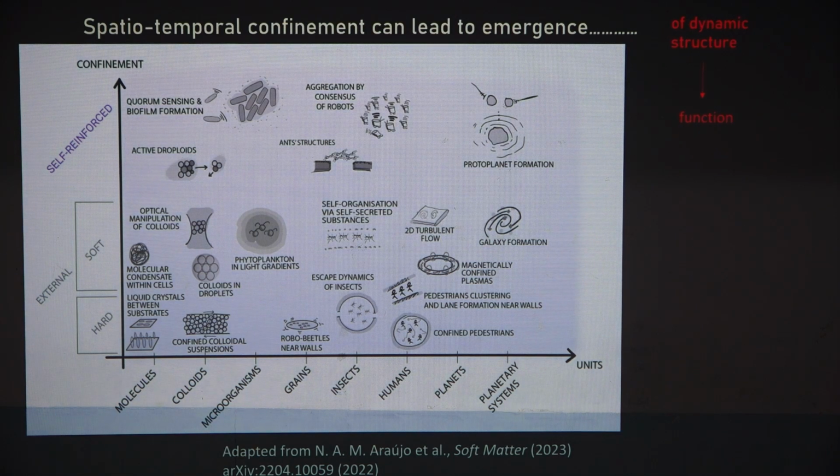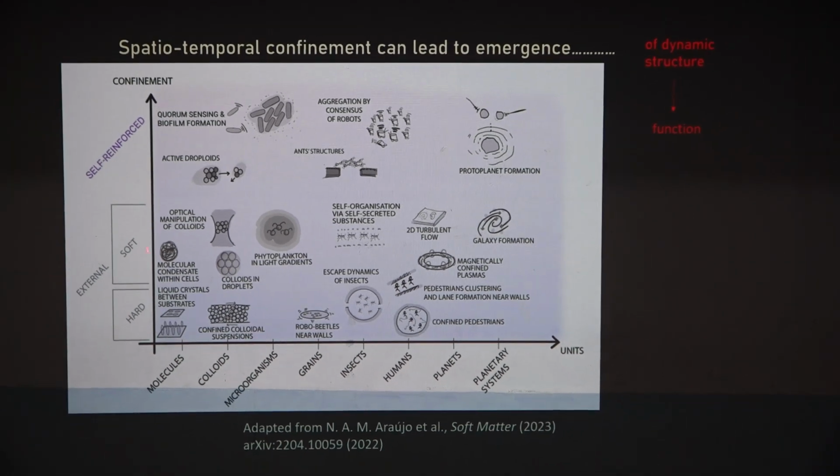Now, one of the beauties about physics is the units of matter that you can now study, be it from molecules or even down to, let's say, particles inside the nucleus, all the way to planetary systems. You can look at these units of matter and confine them in various different ways. You can classify that confinement either as an external confinement or some kind of self-reinforced confinement. For example, within the external confinement, you can look at hard confinement and soft confinement. And soft matter actually is a playground for these confinement effects, especially in the domain up to, let's say, even the scales of insects, etc. Of course, you can also study statistical mechanics of these systems in various different ways.